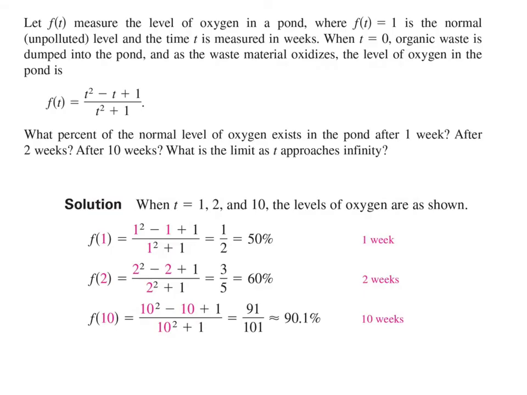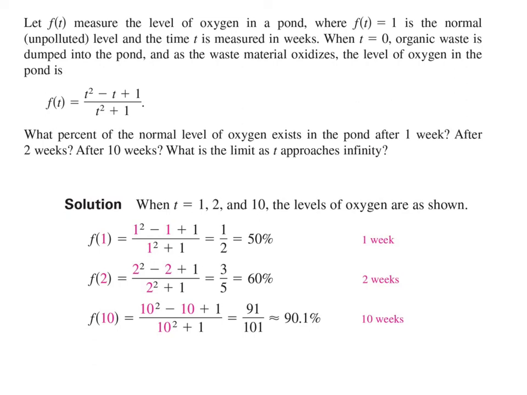Now let's throw in a word problem, because why not? So let's say I have this function, f of t, that's t squared minus t plus 1 all over t squared plus 1. That is the measure of the level of oxygen in a pond, where f of t equals 1 is the normal, unpolluted level, and the time t is measured in weeks. When t equals 0, organic waste is dumped into the pond, and the waste material oxidizes, and the level of oxygen in the pond is that function there.